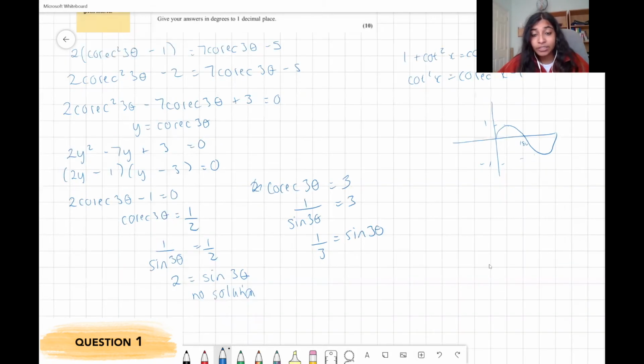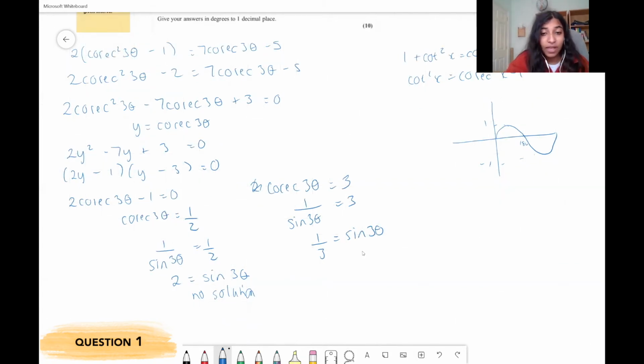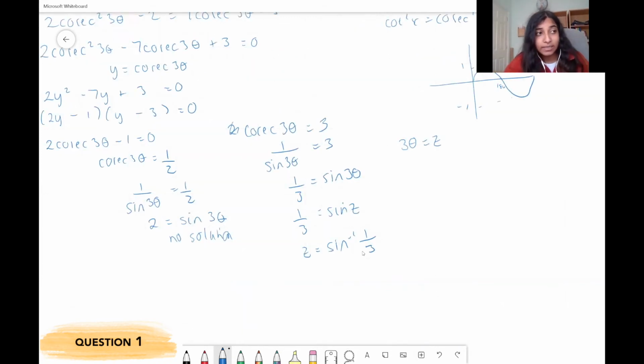So now we can just take the inverse of that. For now, let's just call 3 theta equal to z. So we can solve for 1/3 equals sine z. Then z would just be equal to the inverse sine of 1/3. So now if you plug that in your calculator, you should get that z is just equal to 19.5 degrees.